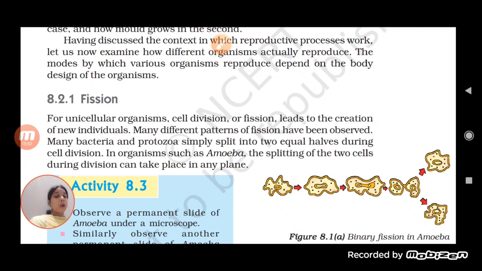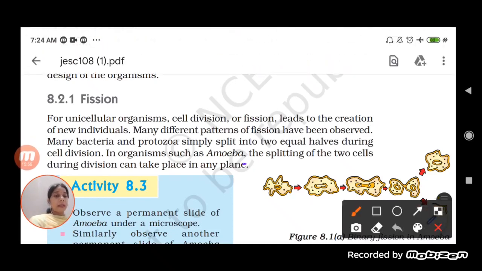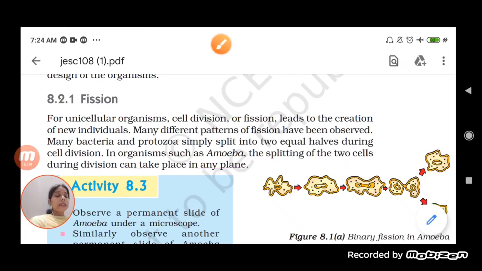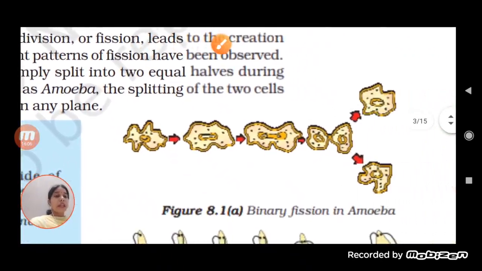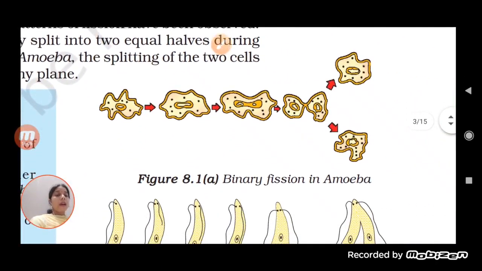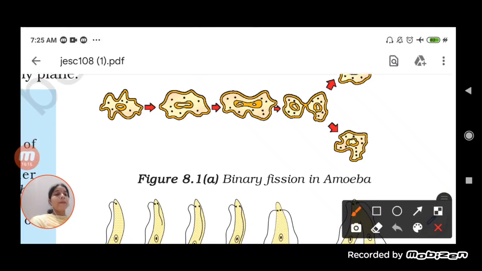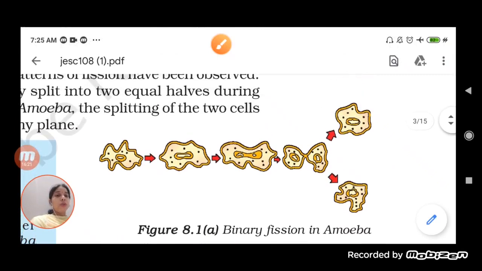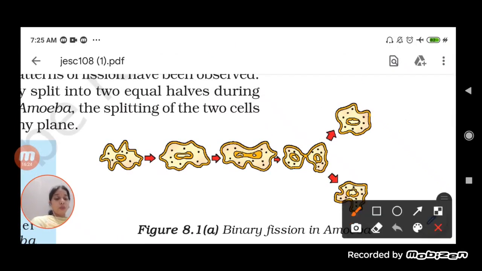Here it is written that in organisms such as amoeba, the splitting of the two cells during division can take place at any plane. At any plane, what does that mean? This is the fission that is occurring in the amoeba. So here you will find that ultimately the same amoeba gets split into two. So how does the amoeba show the process of binary fission, students?